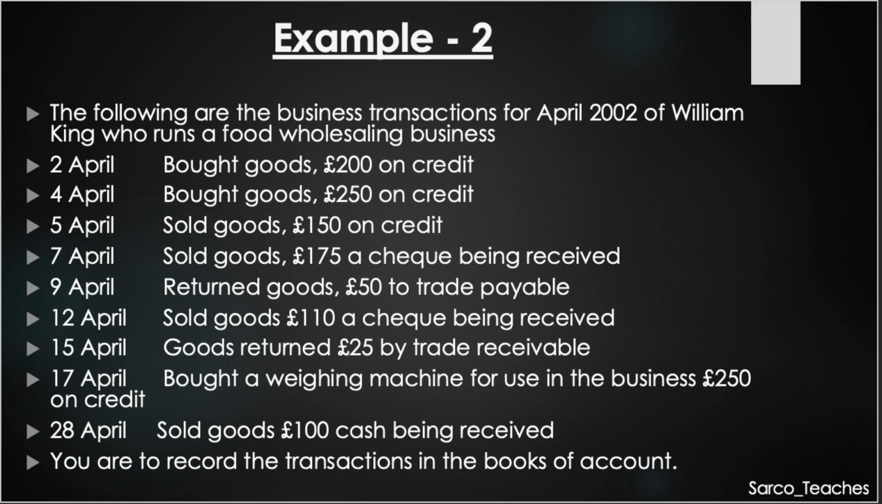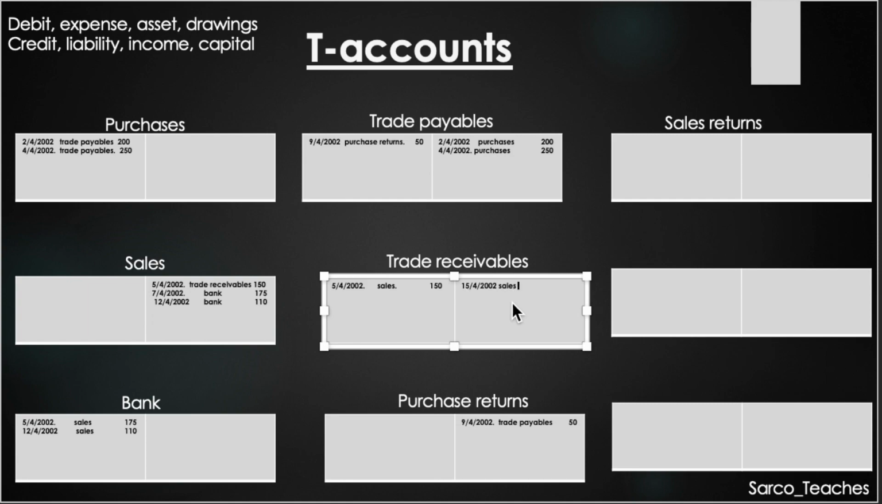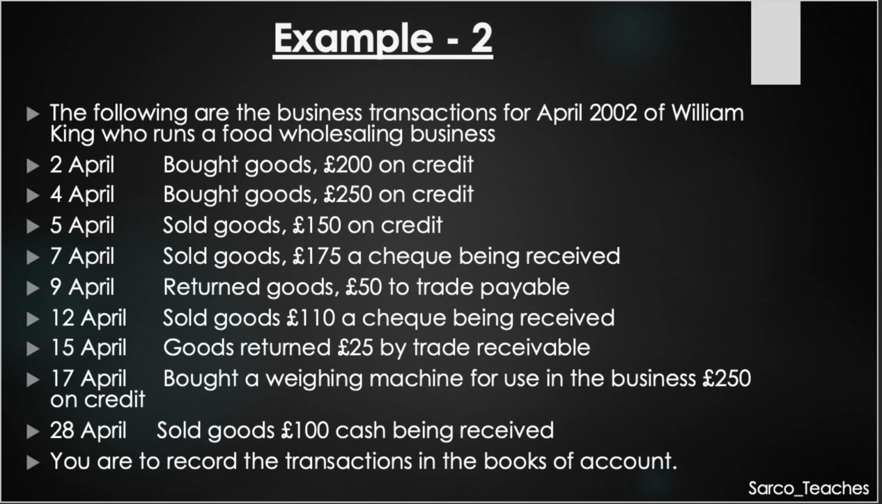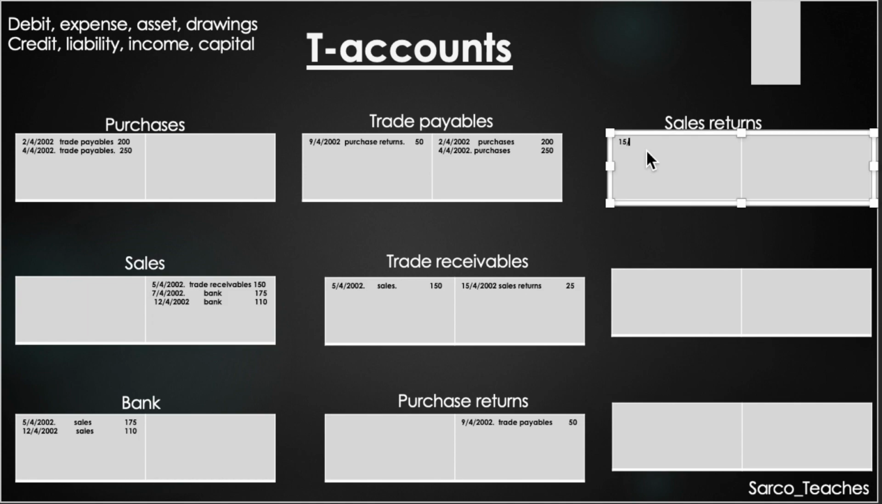We'll have to go and check the date, and the date is the 15th of April. So because it's a decrease in trade receivables, it will be going on the credit side, because that's a decrease in asset. And then sales return. Sales return is a decrease in income. So a decrease in income goes onto the debit side. So we put the date, detail, and amount on the debit side.